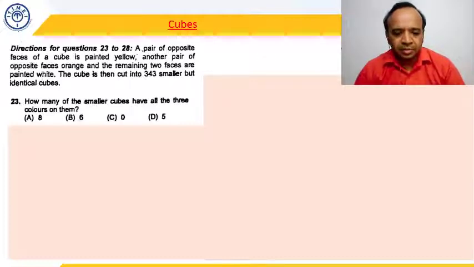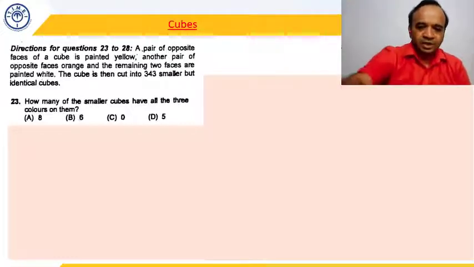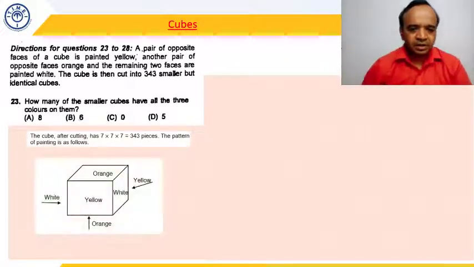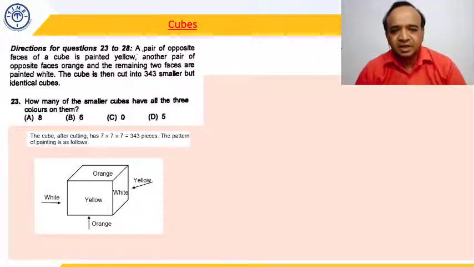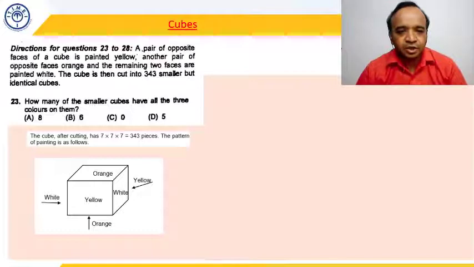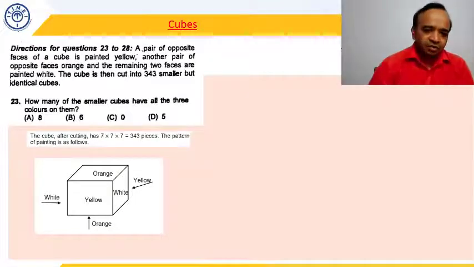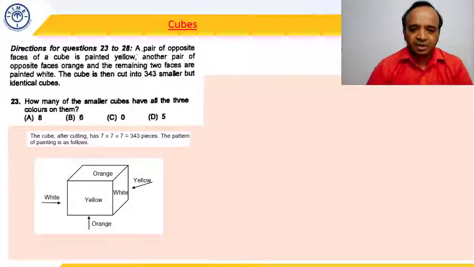So when I try to make this figure, it looks like this one. Now it is given that the cube is then cut into 343 smaller but identical pieces. This is possible if and only if each and every dimension has in total, including the vertices, 7 cubes, so that 7 into 7 into 7 is 343. That concept will be used here.